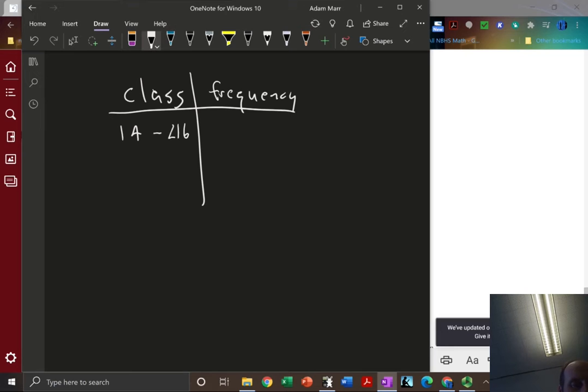Then next we're going to say 16 all the way to less than 18. All right, 18, and that's going to go to less than 20. 20 up to less than 22. And the reason I'm just going by 2 is because they told us specifically to have the class width at 2. All right, so I just keep on doing this.